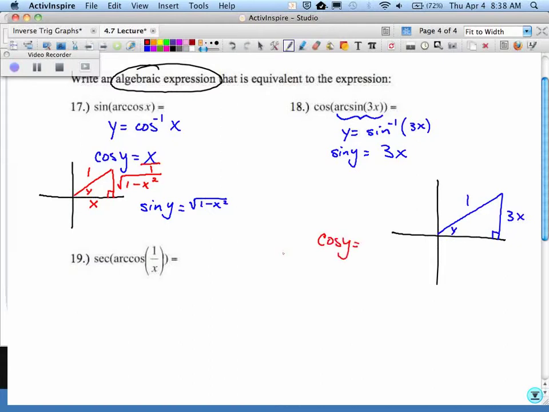So again, 3x. That's an algebraic expression because we don't have a value for that x. You don't know if it's a positive or negative number, so just draw your triangle in the first quadrant. Anytime you do the algebraic expression, draw it in the first quadrant. And it ends up being the sine of y is equal to 3x, so opposite 3x, hypotenuse 1, find your missing side.